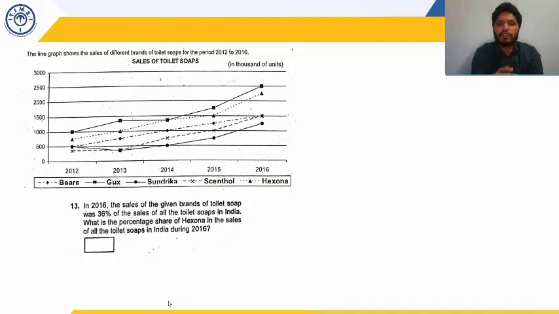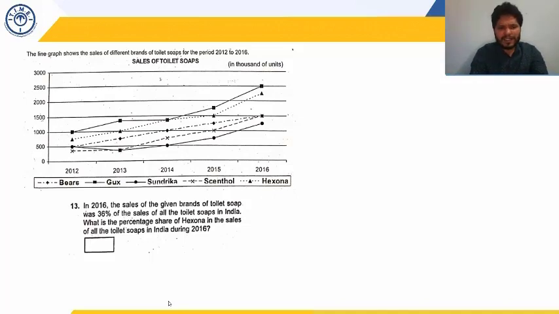So what is the composition, or what is the market share of all these five soaps in total market share of India? It is 36% in 2016, it is given. So if total 100 soaps were produced, 36 were produced from these five brands. So if total is 100%, then 36% is manufactured from these five brands. I hope it is clear to all of you that in 2016 the sales of given brands of toilet soap was 36% of the sales of all the toilet soaps in India. So what is the percentage share of Rexona in the sales of all the toilet soaps? We need to find out.